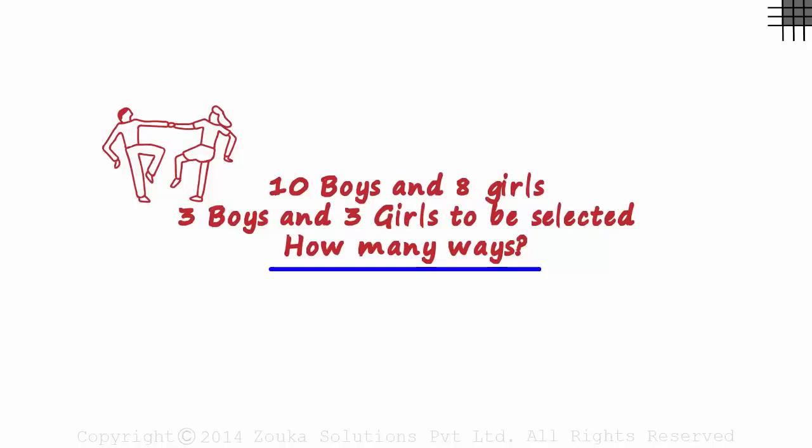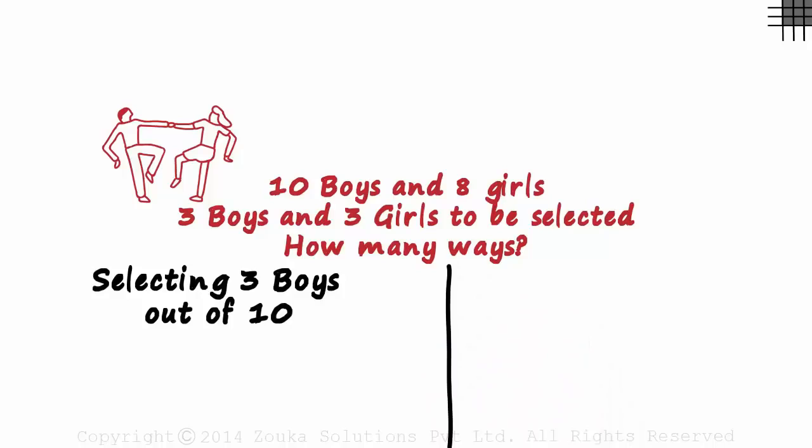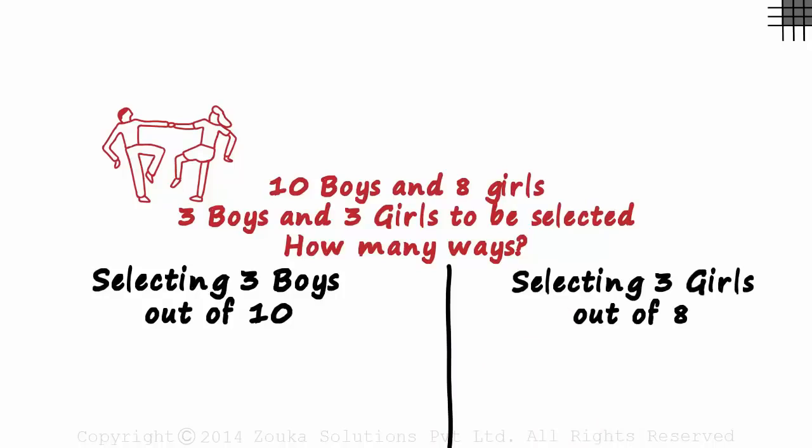Let's try and understand the question well. There are a total of 10 boys and 8 girls. And out of these, we need to select 3 boys and 3 girls. The best way to understand this is by considering the boys and the girls separately. So the two cases are selecting 3 boys out of 10 and selecting 3 girls out of 8. In fact, separating the two cases was necessary. We cannot select boys from the group of girls or vice versa. That doesn't make sense. Let's first look at selecting 3 boys out of 10.